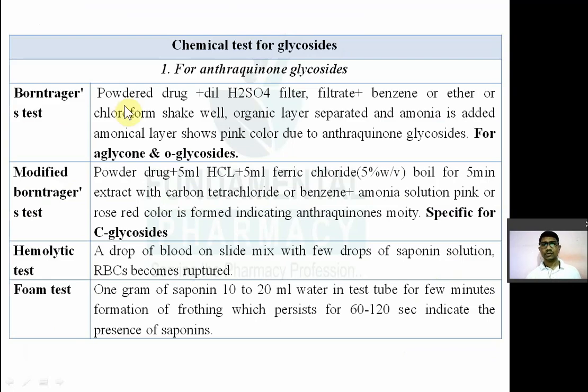In the last video, we have seen the introduction and classification of glycosides. So in today's session, we will see the important chemical tests, the important identification tests for glycosides. We have seen the different classes like anthraquinone glycosides, saponin glycosides, cardiac glycosides, flavonoid type of glycoside, steroidal glycoside, triterpenoid glycosides, coumarin glycosides. So these are the different classes of glycosides.